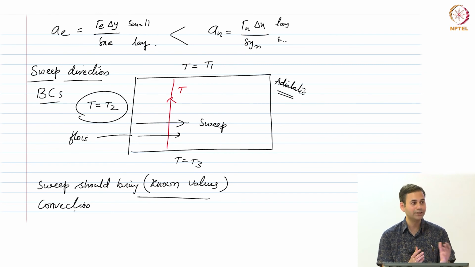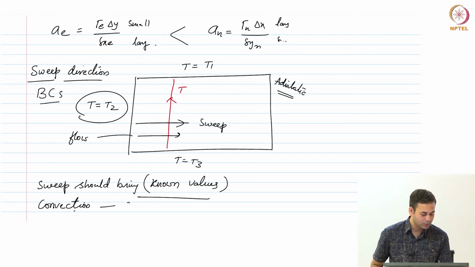So, you should always go in the direction of convection for your sweeps rather than against. If you go against, will the problem converge? It will still converge, you may be doing some more iterations, that is all. So, convection, then sweep in the same direction.